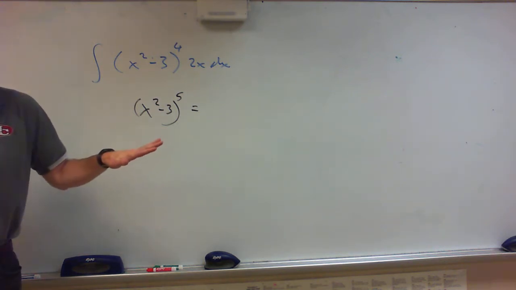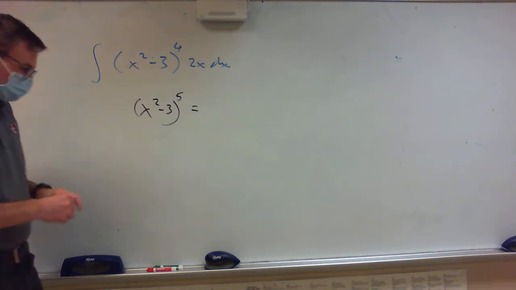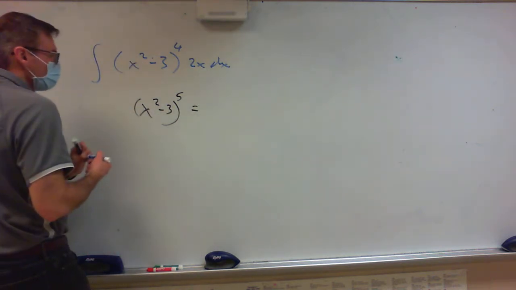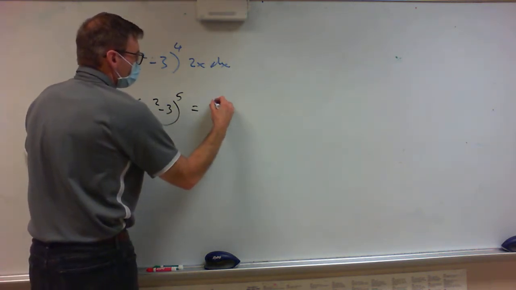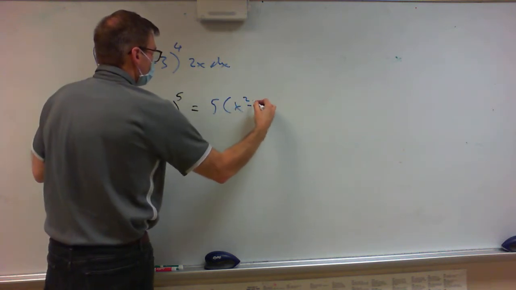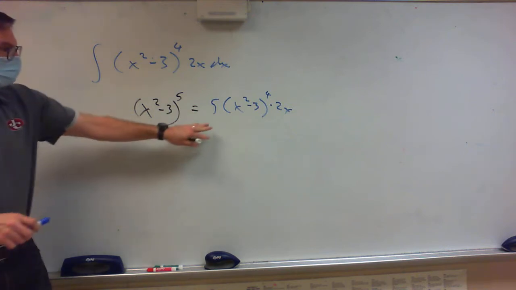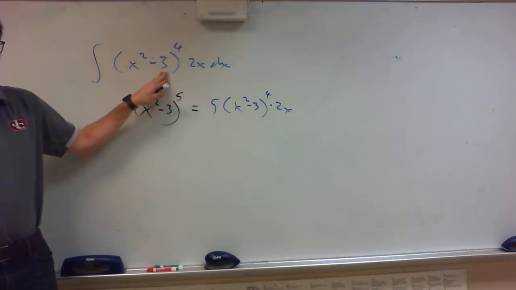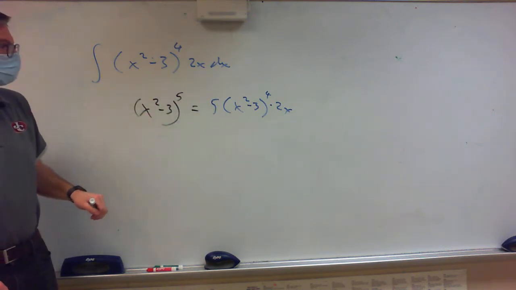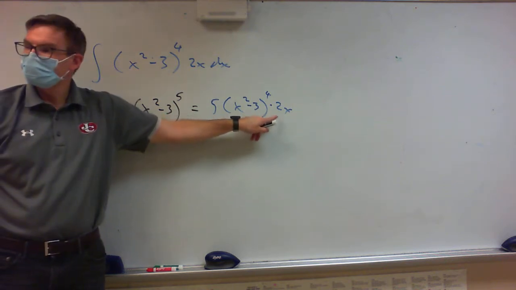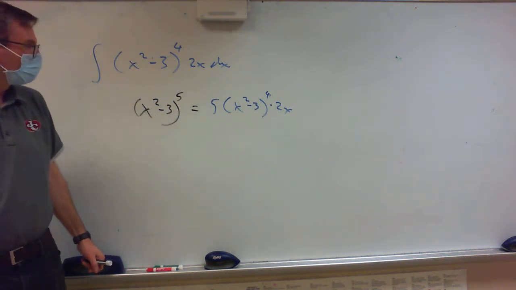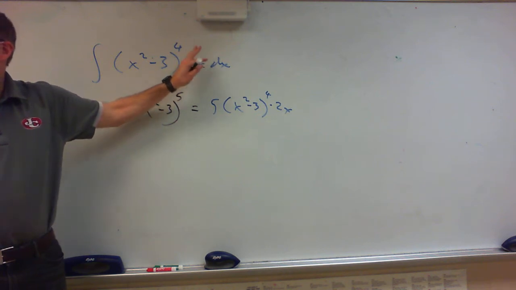Everybody take the derivative? All right? So when we take the derivative of this, we end up with 5 times x squared minus 3 to the 4th times a 2x. And when I look at this, is this close to this? Hey, why don't you do chain rule on this one? I did do chain rule, took the derivative. You just left out the other two. No, I said ignore that.